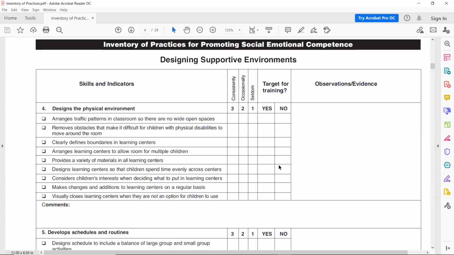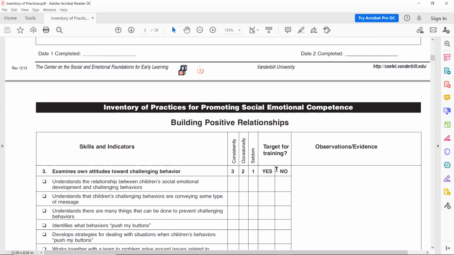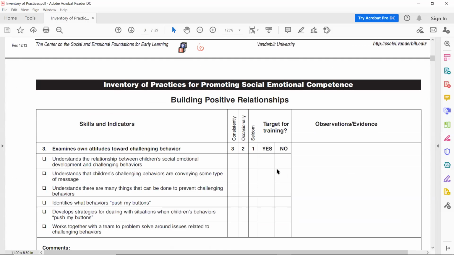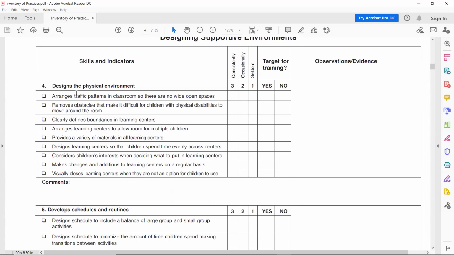So let's look at this one. In the inventory of practices last time we looked at building positive relationships activities. This time we're on designing supportive environments. Think about these in terms of what you've seen in rooms that you've worked in or other places you've visited. Are there traffic patterns? Are there obstacles? Are there clearly defined boundaries of the centers? Are they arranged to allow for multiple children, giving a variety of materials? Children can spend time evenly across centers.